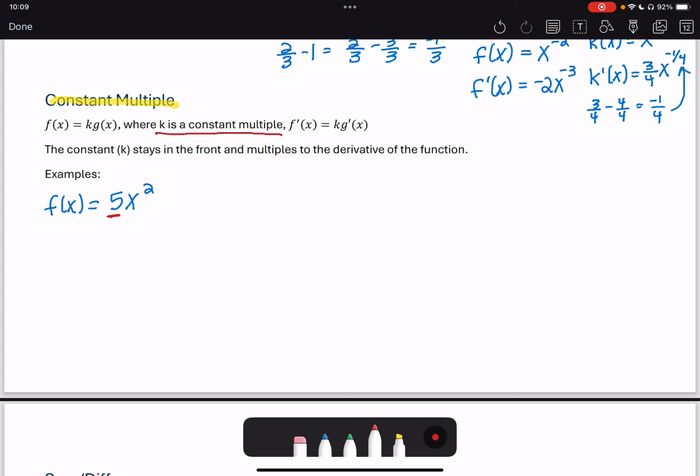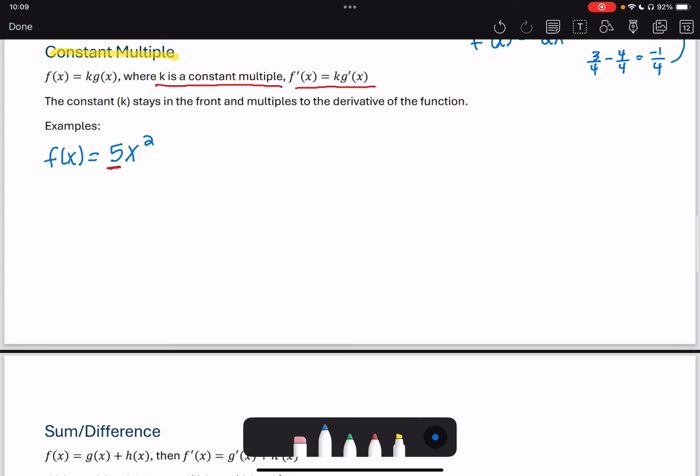Okay, so what it tells us is that we're going to just keep that k there, and then it's going to multiply to the derivative of the g of x function. So what we're going to do here is just keep the 5. That's our constant multiple. That's just going to carry through. And then I'm going to take the derivative of the x squared, which I will do using the power rule that we just learned, right? So it's going to be 2x to the 1, and then we would simplify that to say 10x. So the 5 is a constant multiple. It's just going to come along for the ride.